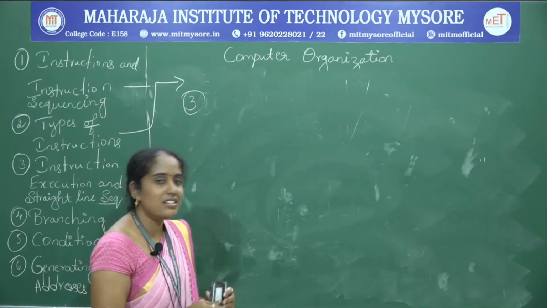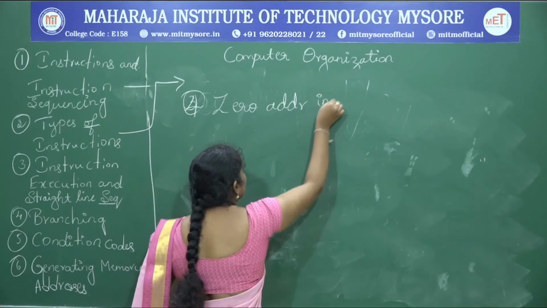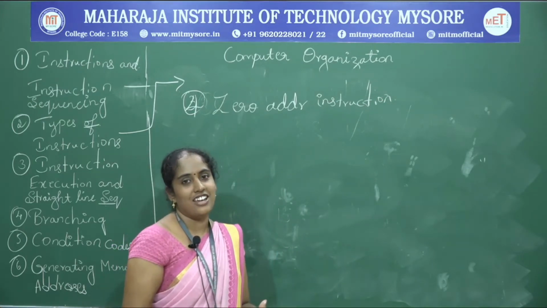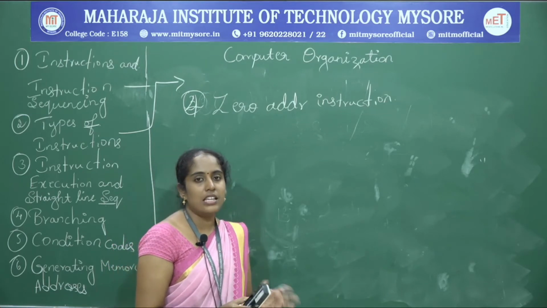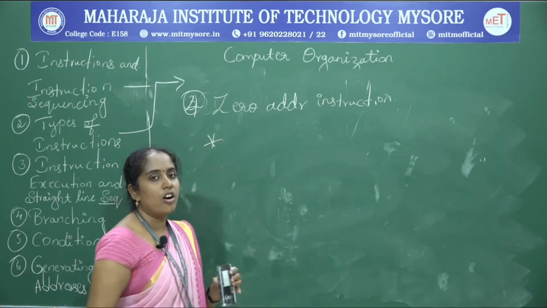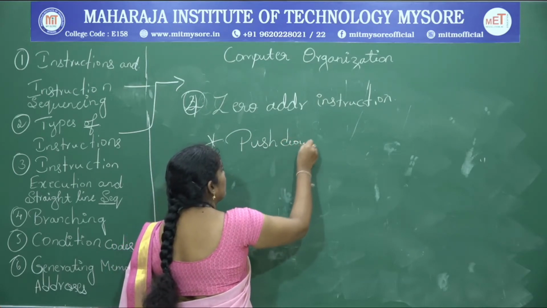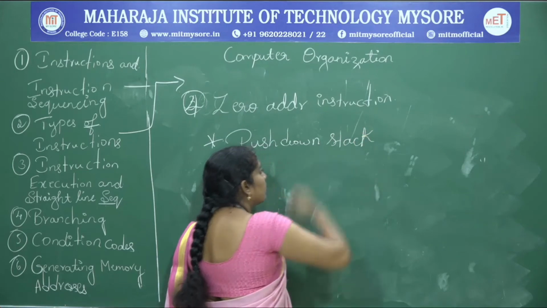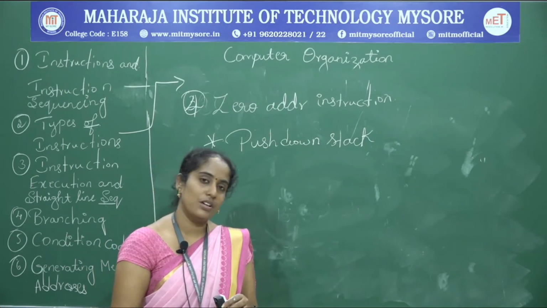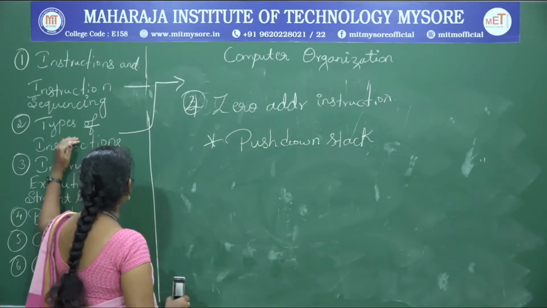The last one is zero address instructions. In the zero address instructions, both source and destination are defined implicitly. Here the operand values will be stored in the stack, the push down stack. In assembly language we use two address instructions. It is very familiar and easy, so we are always using two address instructions. This is all about the types of instruction.